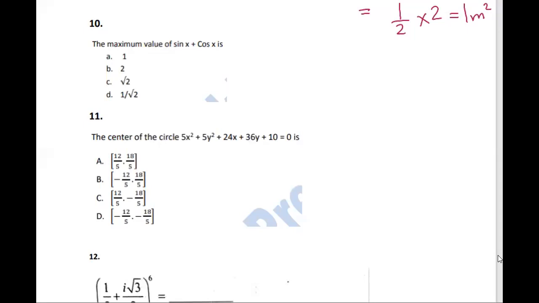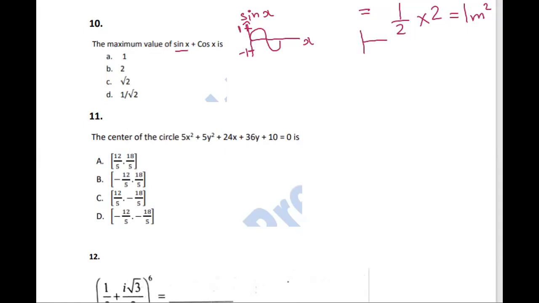Okay, so now we have the 10th question. The maximum value of sin x plus cos x is... We know that in the case of sin x, the graph goes like this. So this is 1 and this is -1. We have sin x here and x here. So clearly the maximum value of sin is 1.